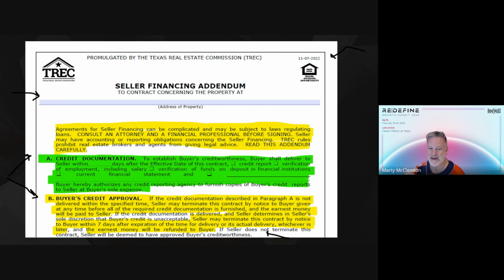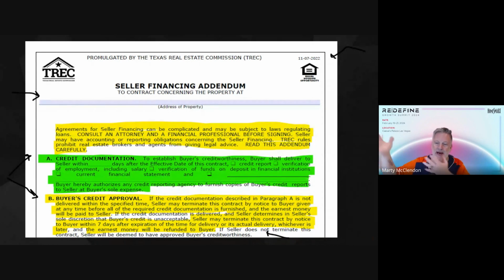Now, if the credit documentation is delivered on time and the seller determines in seller's sole discretion, because they're the bank, they can be subjective in this, that the buyer's credit is unacceptable, seller may terminate the contract by notice to the buyer within 7 days after the expiration of time for delivery or its actual delivery. So once they get it, or 7 days after it was due, whichever is later, and then they say, you know what, we deny your credit, then the buyer gets their earnest money back and the deal terminates. So you have two things there.